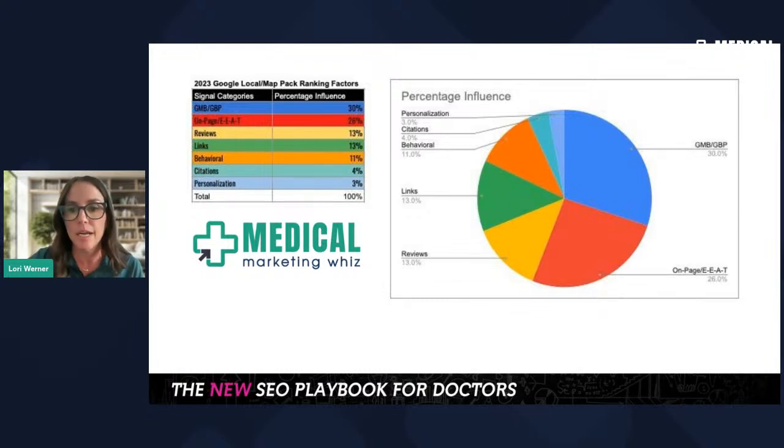So number one, the red section here is going to be on page. So that's going to be the user experience, as well as the components of your website, making sure it loads quickly, making sure that you have keyword rich content, that your title tags and everything are accurate. The big blue one here, GMB or GPB, that stands for Google Business Profile. So that is 30% of your overall SEO picture is going to be your Google Business Profile.